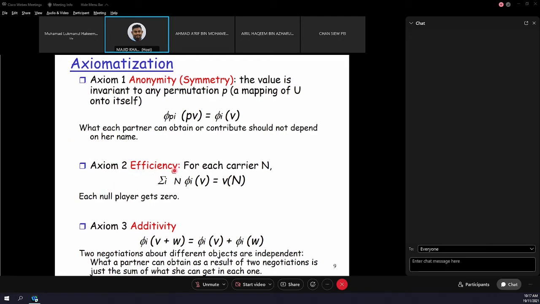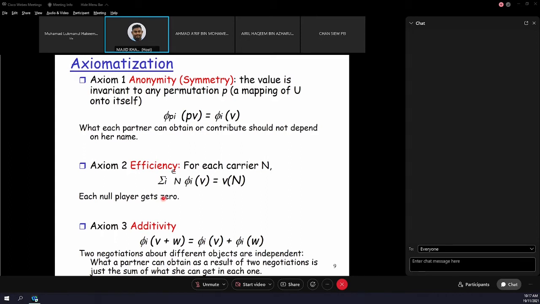It means that for each carrier of the player, you need to have a certain value before you form a coalition. And if you don't have the coalitions, or you don't have any value to form the coalitions, you are considered a null player or dummy player, which gets 0.